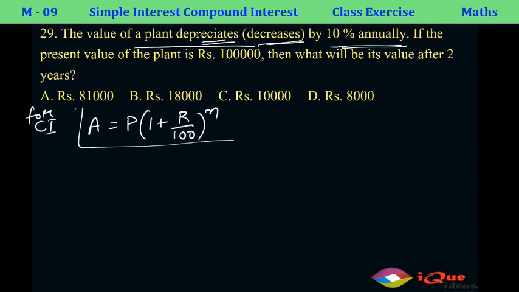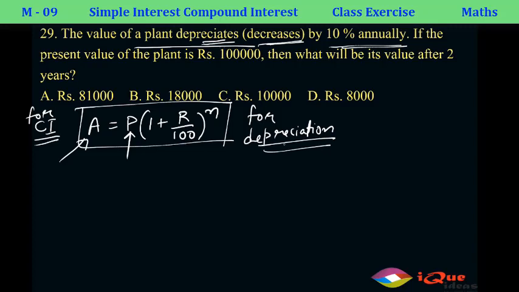Right? This is what A stands for, the final value, and P stands for the initial value. This is for compound interest. Similarly, whenever you come across depreciation, the same formula applies.